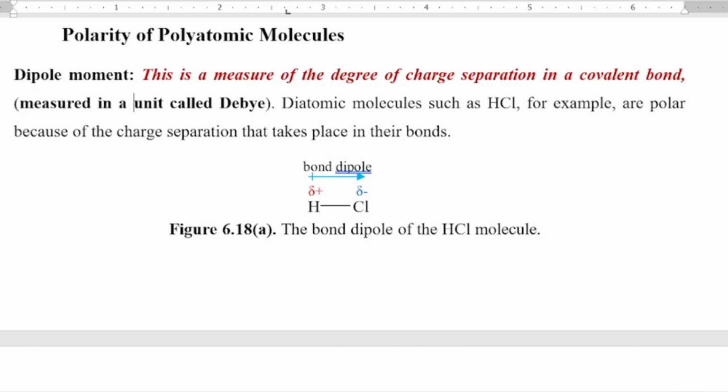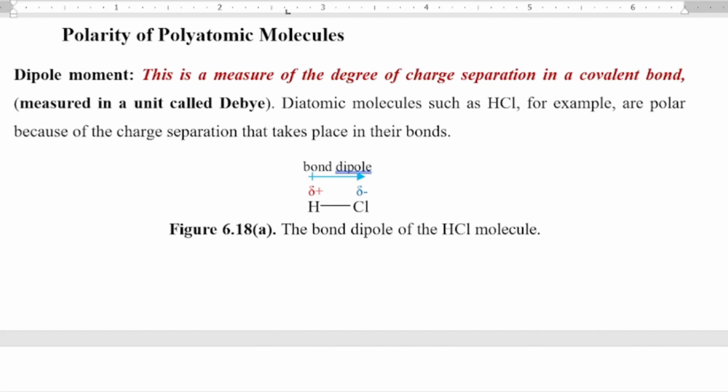So let us start first of all by introducing to you the concept of dipole moment. Dipole moment is a measure of the degree of charge separation in a covalent bond, and its unit is called the debye. This molecule here is used to exemplify this concept.